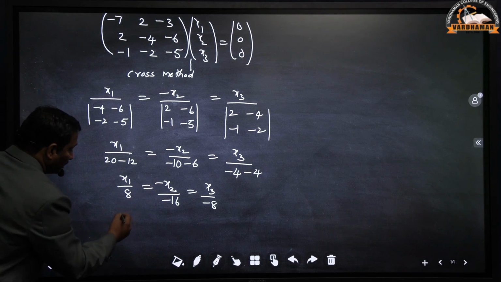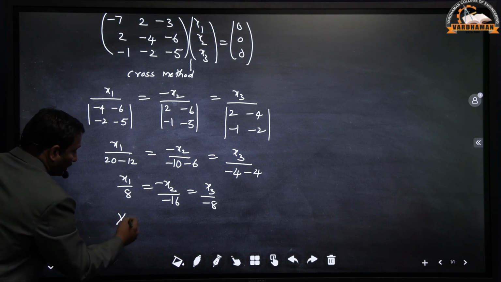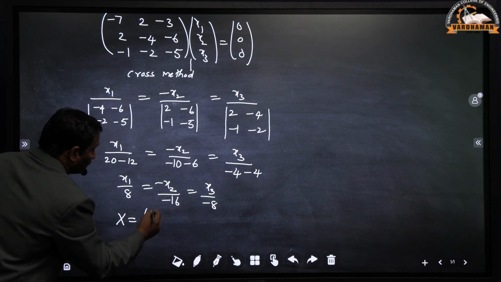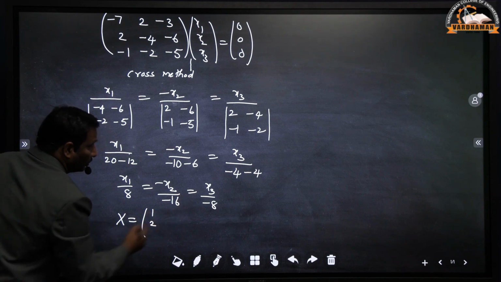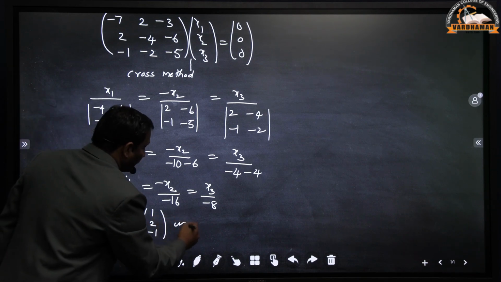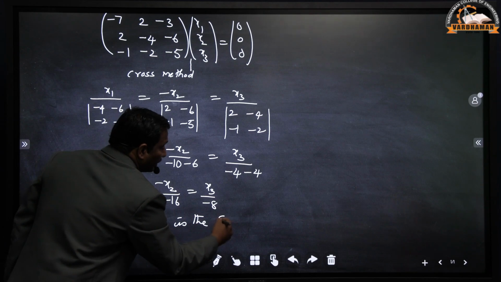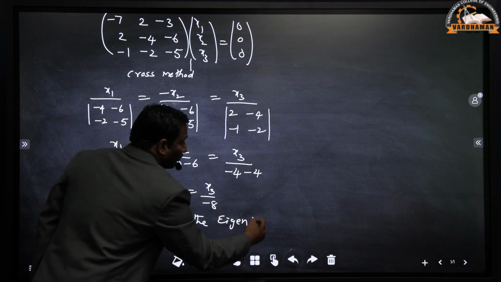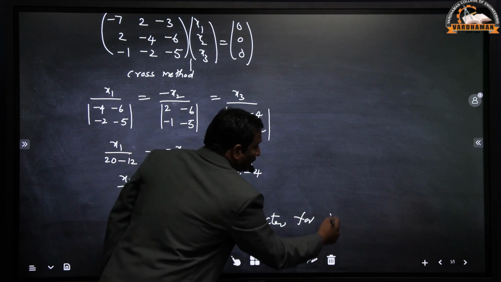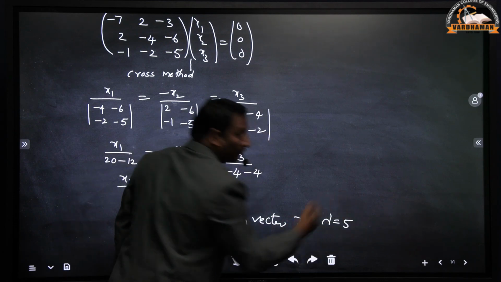So take out the common thing. The non-zero vector x is, taking 8 common, 1, 2, minus 1. This is the eigenvector for the corresponding lambda value 5.